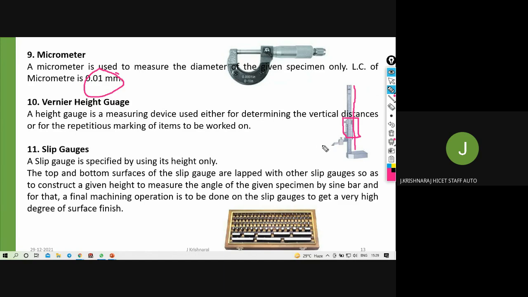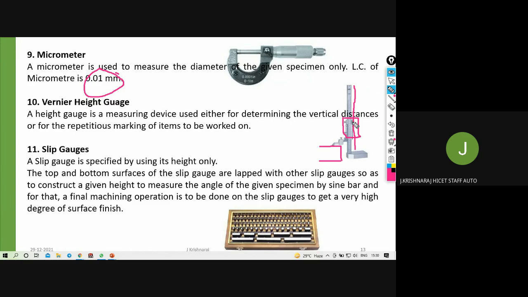So if the object is placed like this, if the jars are placed over the surface of this specimen, then if you are looking into this steel rule and vernier scale, we can get measurements of the values. Based upon where the jars are located, we can find the height of this particular thing. The next is the slip gauge, of course.